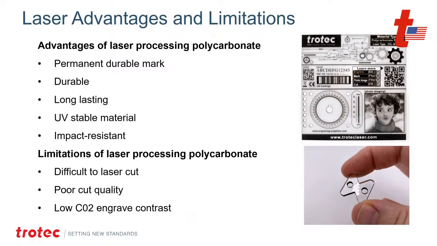So, advantages and limitations from the laser standpoint for this material. It does produce a permanent, durable black mark. It is a durable material, long-lasting. It is a UV stable material, and it's impact resistant. The main limitations for this material from a laser standpoint: it is very difficult to cut, and we get a very poor cut quality. And then the CO2 can produce a low engraving contrast. It's not very desirable on the CO2 side. The black that you see in the upper right-hand corner has been done with the fiber laser, and we'll discuss each wavelength and how it reacts moving forward.